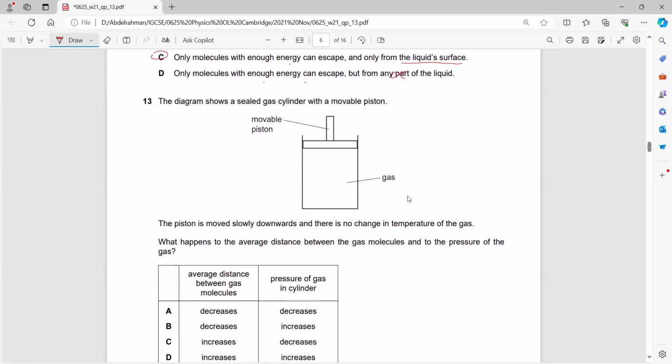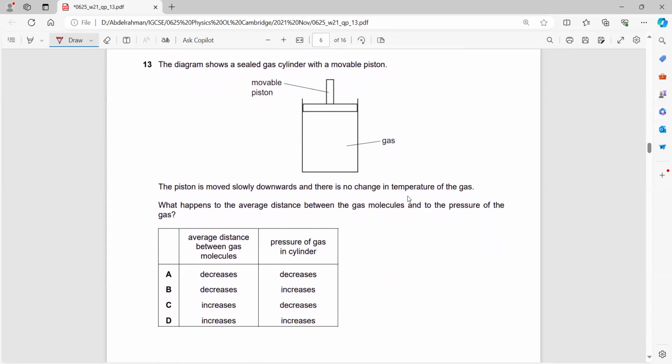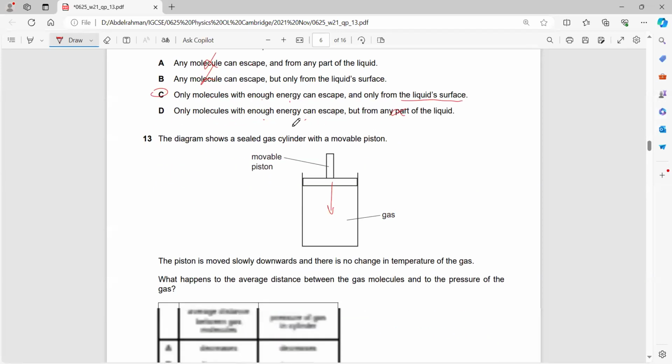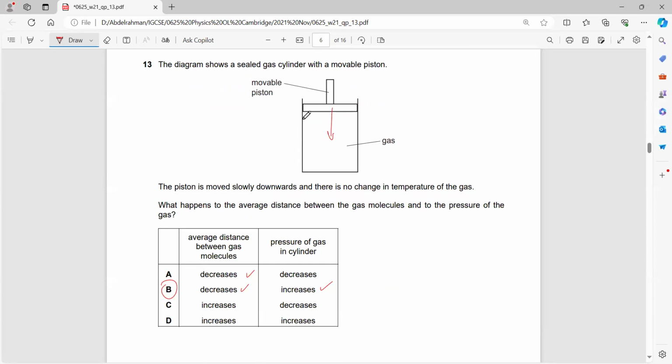The diagram shows a sealed gas cylinder with a movable piston. The piston is moved slowly downwards. What happens to the distance? What happens to the pressure? Distance is the volume. The distance between the molecules decreases. What happens to the pressure? As the volume decreases, the pressure increases. 12 was C. 13 is B.